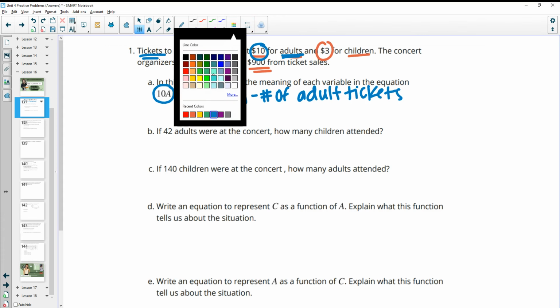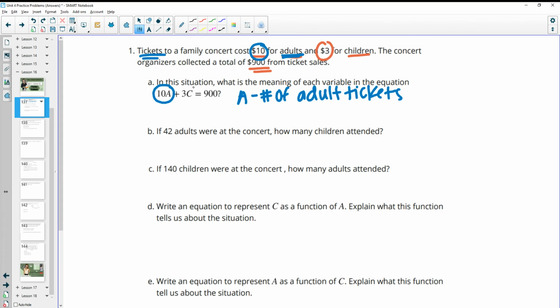And then when we look at the equation for C, C has a 3 in front of it, and we see the 3 in our paragraph, and that goes with the children's tickets. So C is the number of children's tickets.